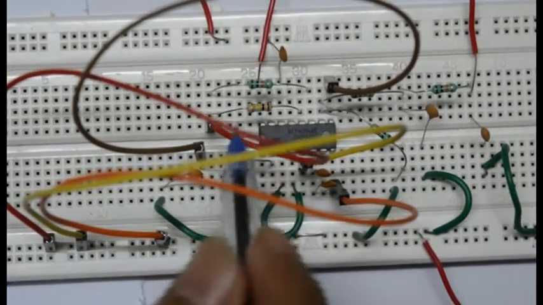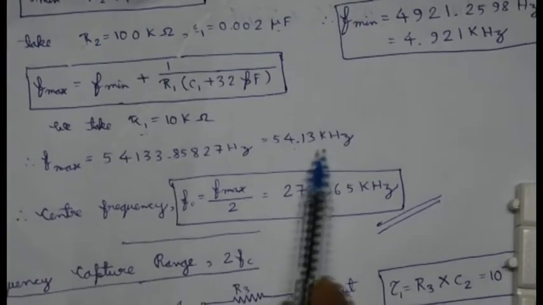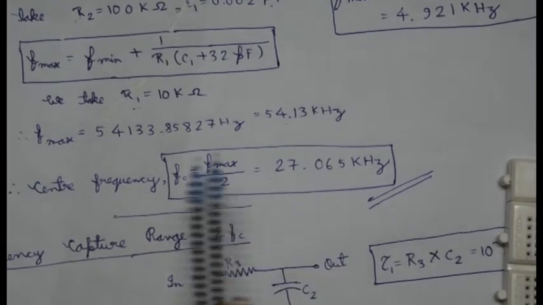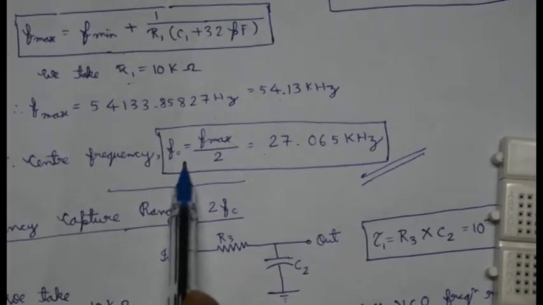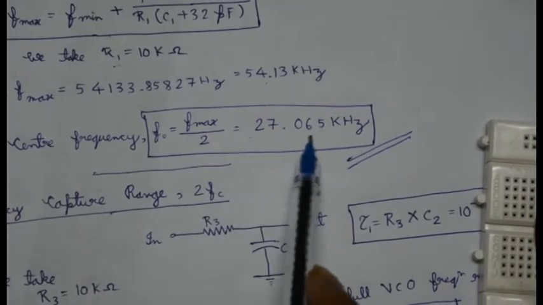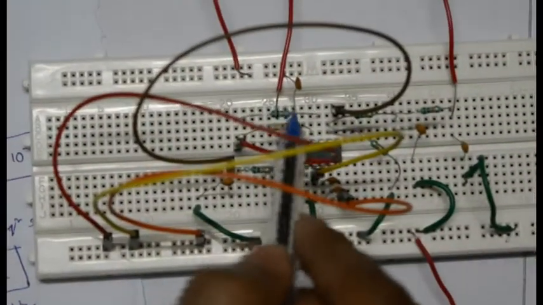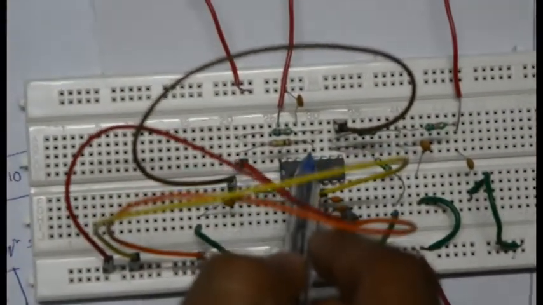Putting this in the formulas, we get minimum frequency as 4.91 kilohertz and VCO maximum frequency as 54.13 kilohertz. We know that center frequency is half of the maximum frequency, so we get it at 27.065 kilohertz. So we connect 10 kilo ohm at pin number 11 and 100 kilo ohm at pin number 12, and both are grounded.